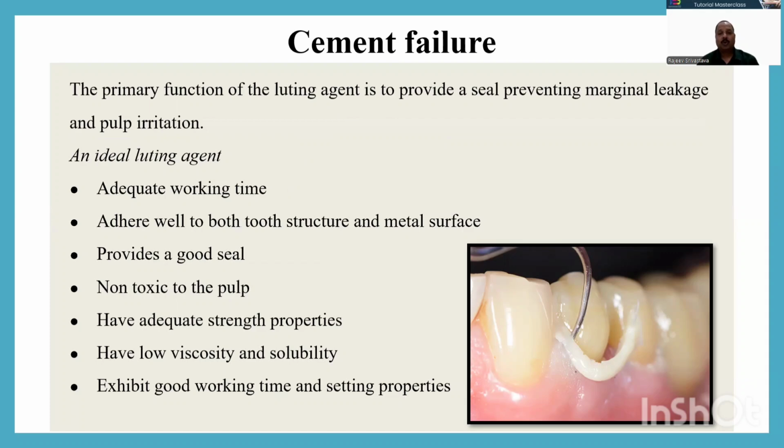Now you know what is an ideal luting agent. In case of your porcelain fused to metal, or your zirconia crown, the ideal luting agent should have three to four main properties apart from the regular properties. It should have adequate working time. It should provide a good seal. Then it should have sufficient strength properties.